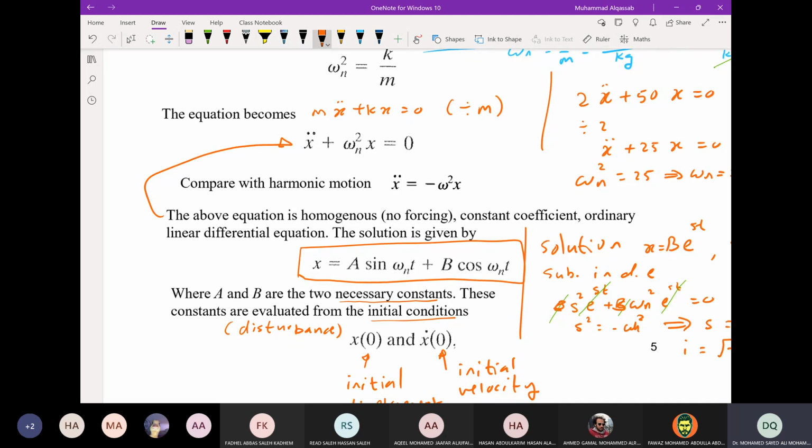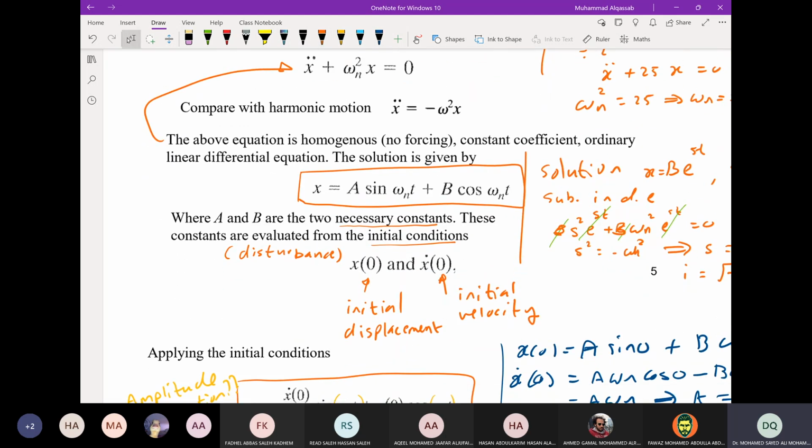Then the solution is x equal to a sine omega nt plus b cosine omega nt. Regarding the frequency, the natural frequency is obtained by observing the final form of the differential equation. If you put it in this final form, then the coefficient of x is omega n squared. That's one thing we set as an objective, to find the frequency. So the frequency is obtained from this final equation without solving.